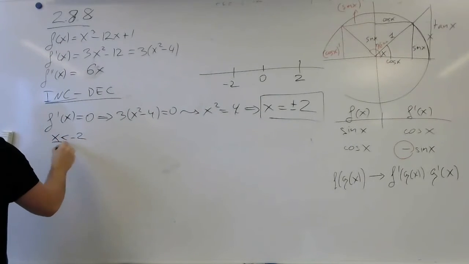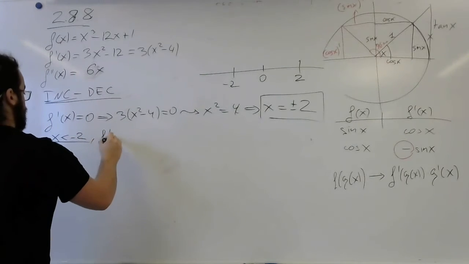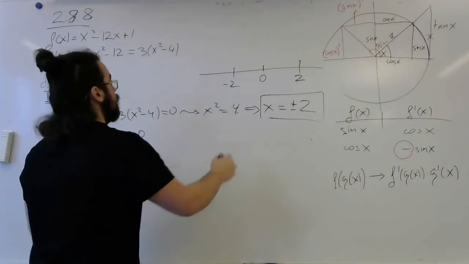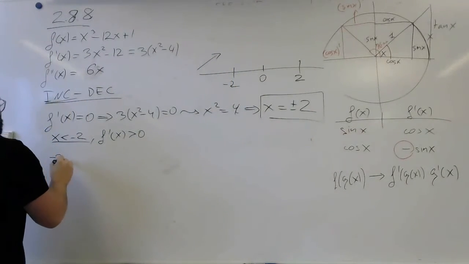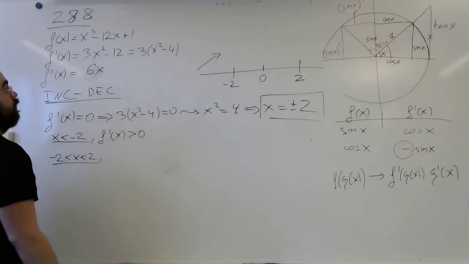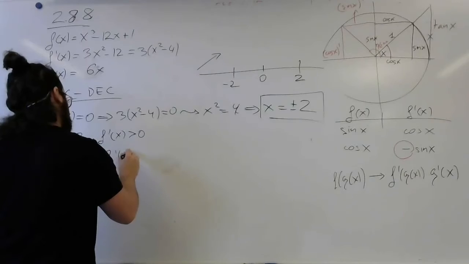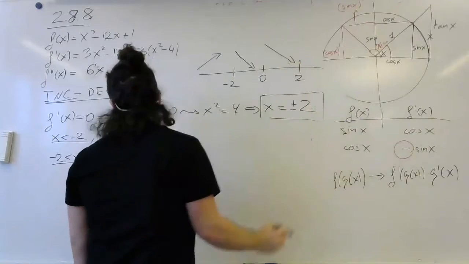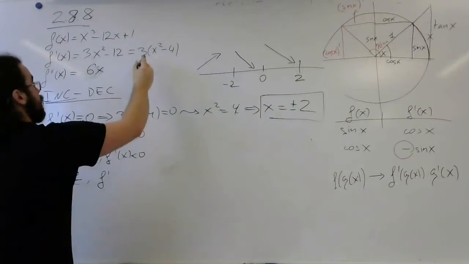Now, if x is smaller than minus 2, then the first derivative is positive, because this square is bigger than 4. And so the function increases here. Between minus 2 and 2, x squared is smaller than 4, so the derivative is negative. So it decreases. And if x is larger than 2, the square is bigger than 4 again.